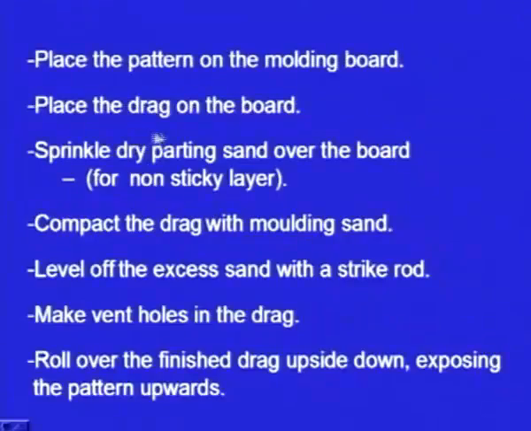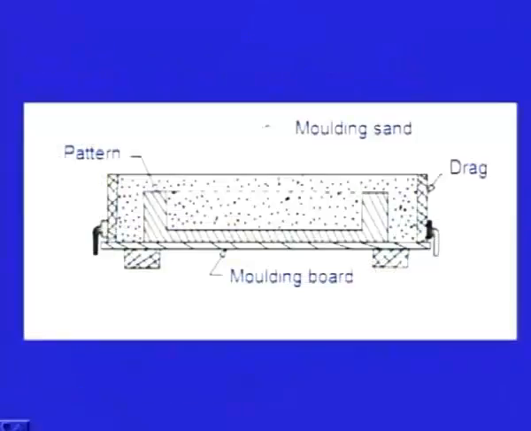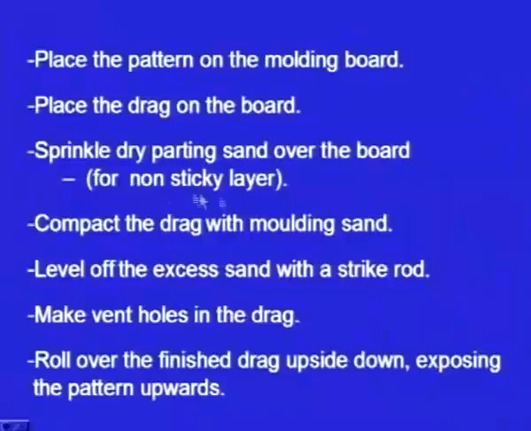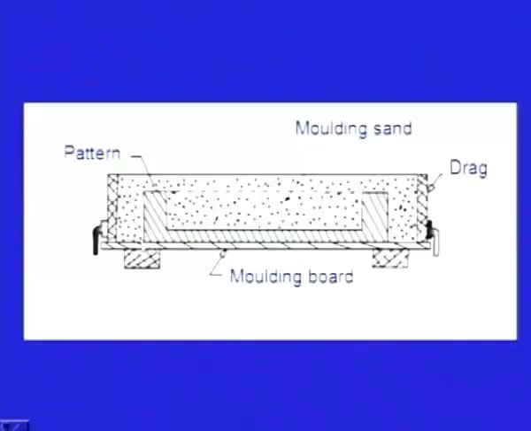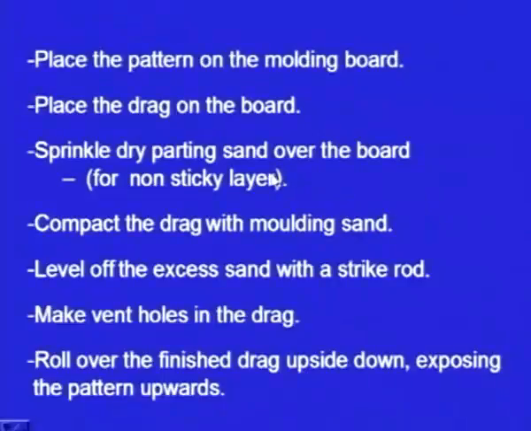Second one, place the drag on the board. So this is the drag. Drag means the lower molding flask. So this lower molding flask, which is known as drag, is to be kept over the molding board. Next, sprinkle dry parting sand over the board. So here over the board and also over the pattern, dry parting sand we have to sprinkle. What is this dry parting sand?